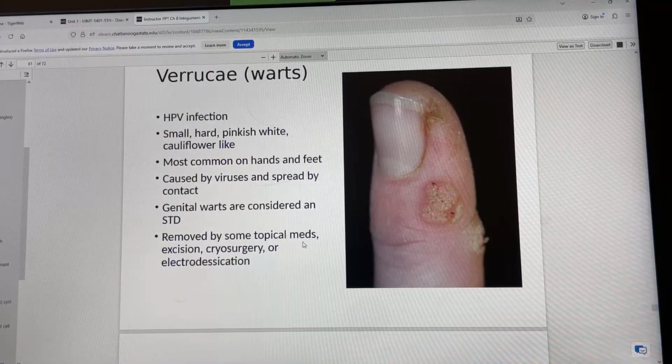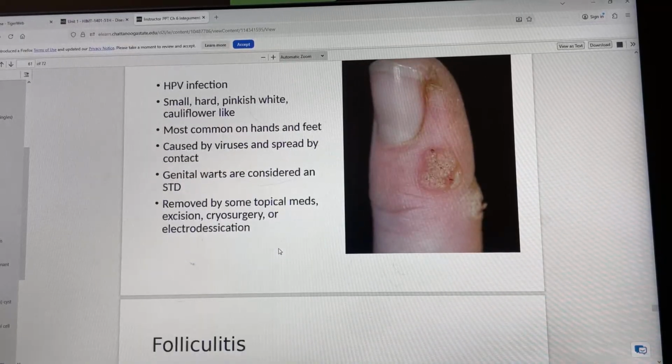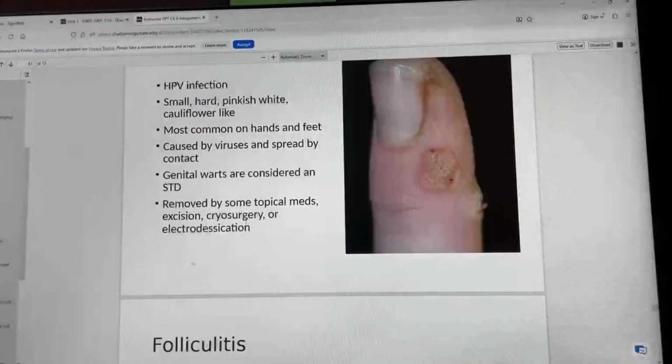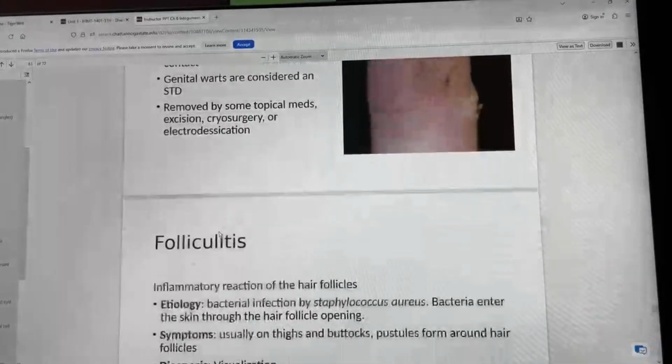You can remove these. They do freeze them off, so you can do cryosurgery. They also have topical creams and gels that slowly eat them away, and you kind of pull them off in layers. I thought that was fun when I was a kid. My mom would put the cream on my thumb because I had a wart there, and in the morning I'd wake up and pull the layer off, and it would just slowly eat it down. It didn't hurt. I'm weird, I know. Yeah, so you can freeze them, burn them, or use medications.